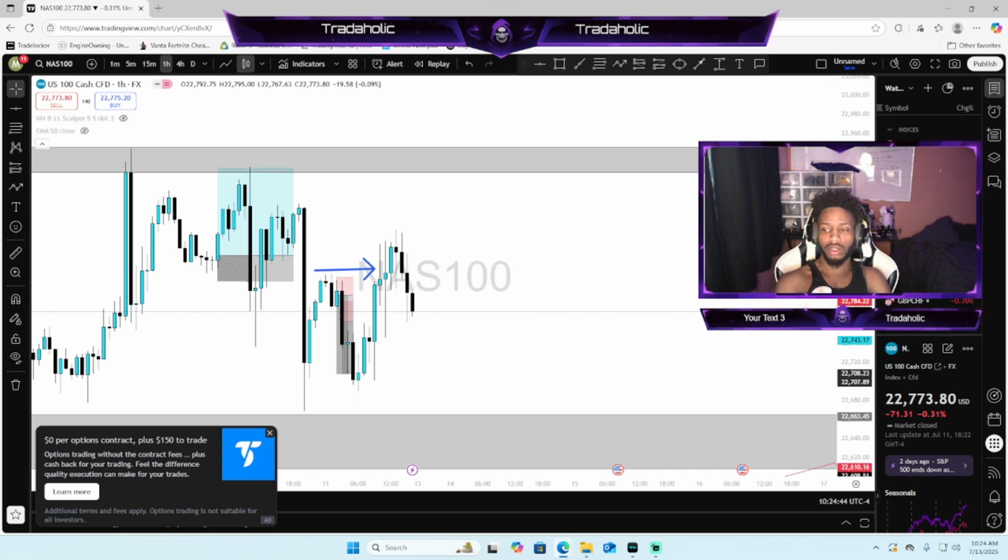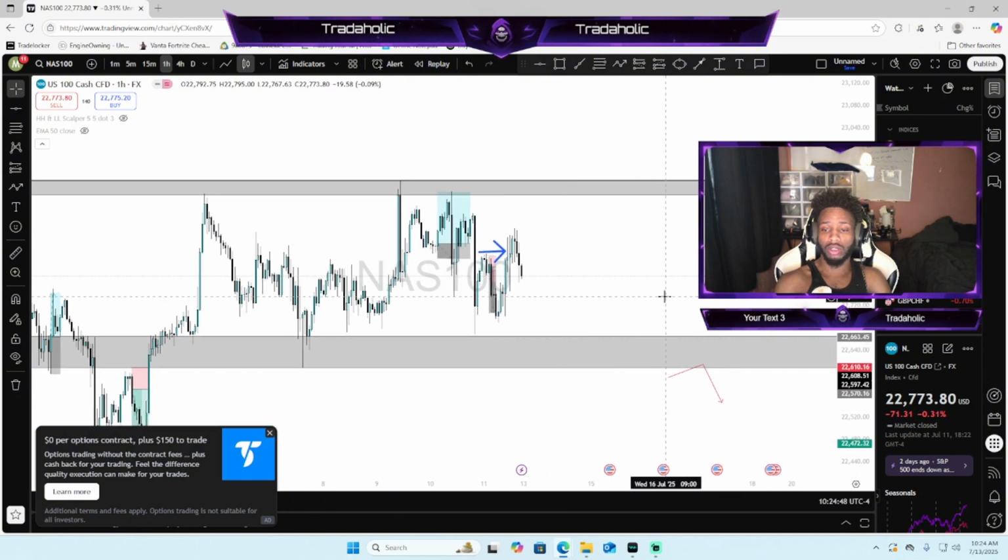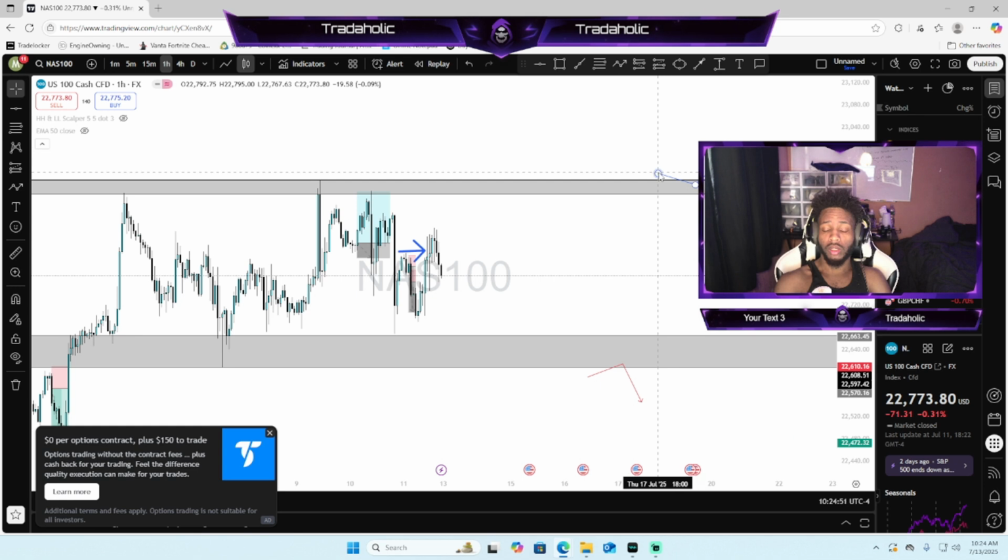But as far as NAS, if you do get a breakout later on in the week to the downside below this area, take sells, or later on in the week a break to the upside above this area, look to take buys. That's really it for my pre-market breakdown.